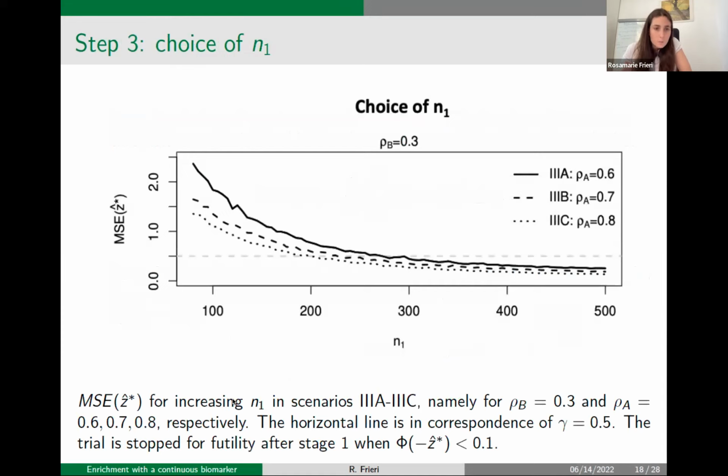In this graph, we observe the behavior of the mean square error of the estimated threshold for increasing N1. The horizontal line corresponds to gamma equal to 0.5. For a fixed value of rho B, we can observe that for increasing rho A, so as the biomarker becomes more predictive, the required sample size decreases. So going from the solid line to the dotted line.